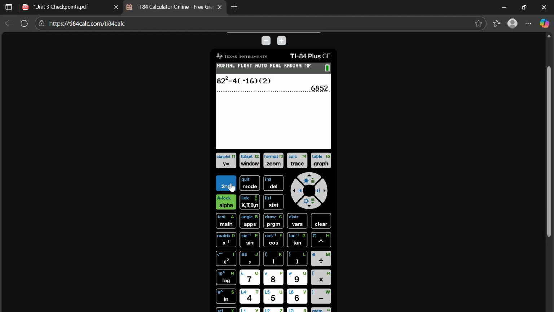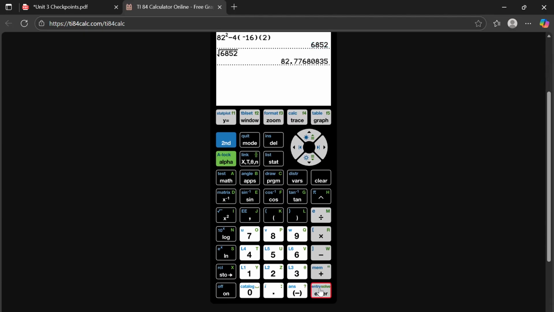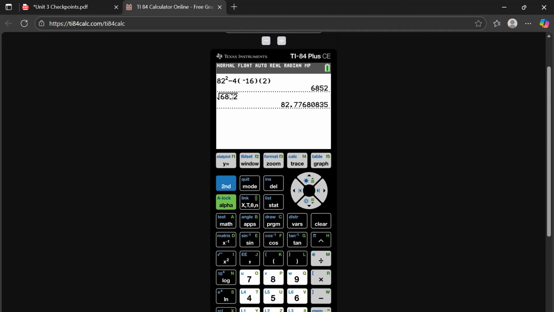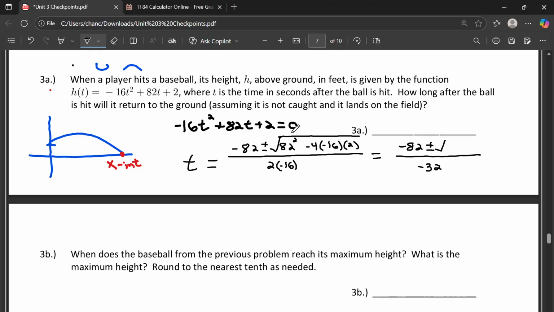6852. Let's see if that's a perfect square. No, it is not a perfect square. So since that square root didn't simplify perfectly, that means that this quadratic couldn't have factored. And let's see, how long after the ball is hit will it return to the ground, assuming it is not caught and lands on the field?